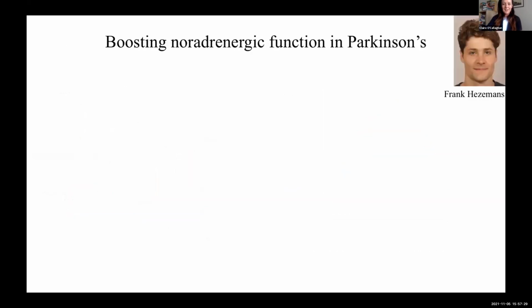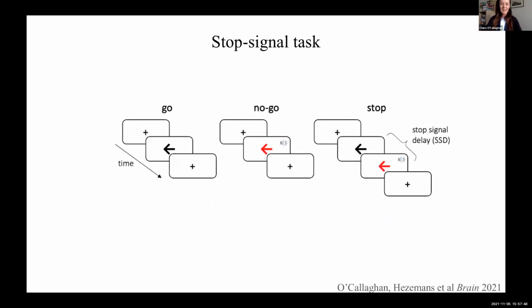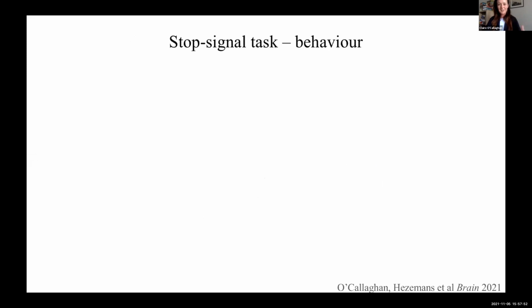So we designed a study where we scanned people and measured the integrity of their locus coeruleus, and then we got them in on another day and gave them a dose of a noradrenergic drug, atomoxetine, which boosts noradrenaline levels in the brain. And we tested them on the stop signal task, either on the drug or on placebo. I'll just skip that little bit because that's referring to the modelling that we did to estimate the stop signal reaction time.